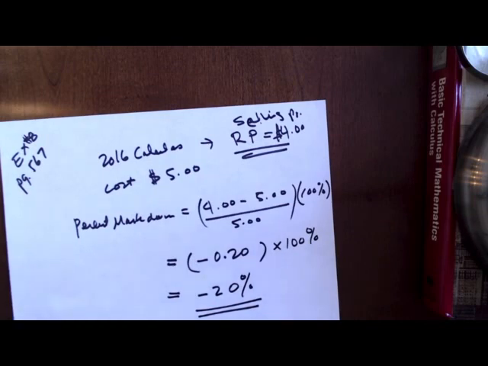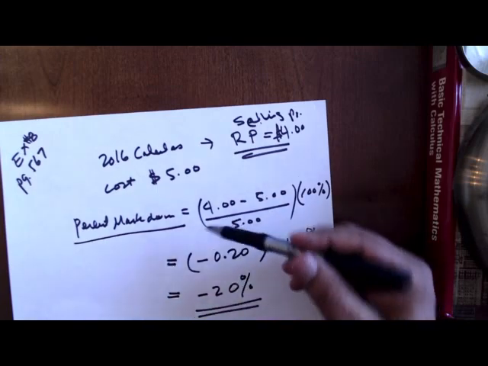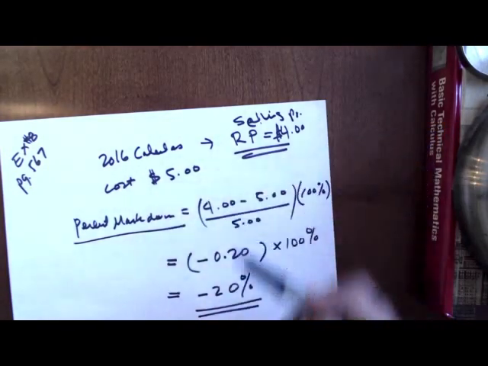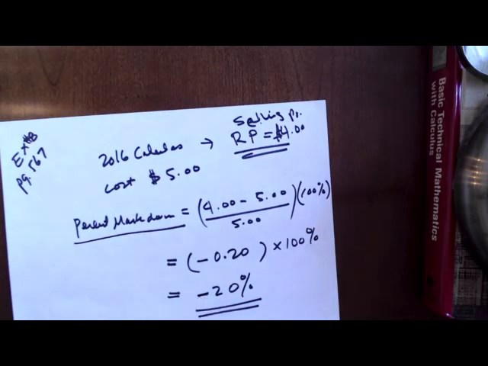So make sure that you practice these problems again and again. Markdown, even though it's the same formula, the number that results from this calculation is going to be negative. The negative means that this is the price that was reduced. You can say it was reduced by 20%.